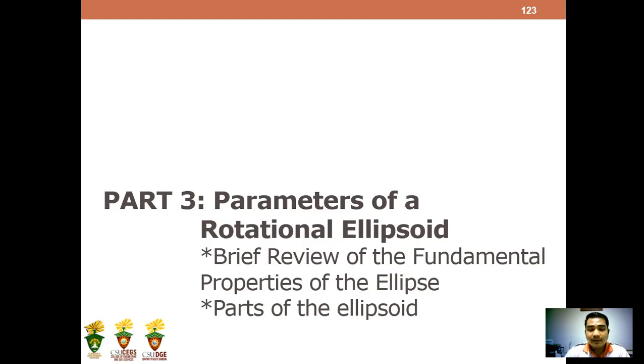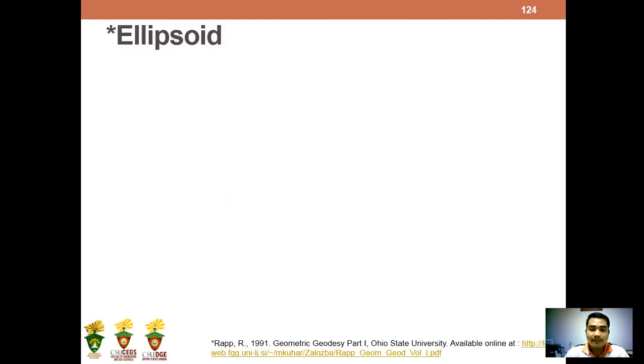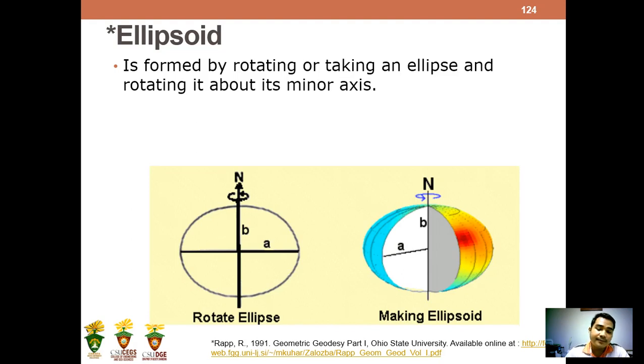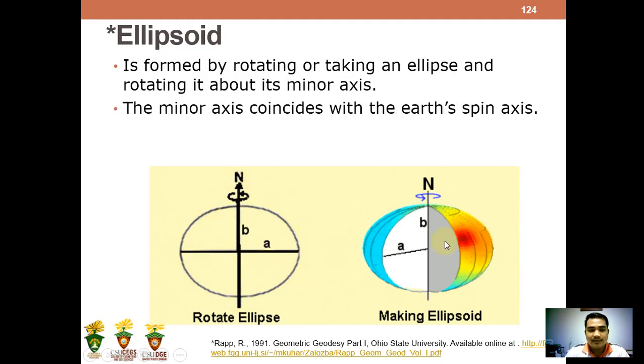We are now down to part 3 of this topic, which is the parameters of a rotational ellipsoid, with topics covering the brief review of the fundamental properties of an ellipse and parts of an ellipsoid. Again, when we say ellipsoid, it is formed by taking an ellipse and rotating it about its minor axis. For this example, if we have an ellipse, then we rotate it on its minor axis. The volume that is generated is what we call an ellipsoid.